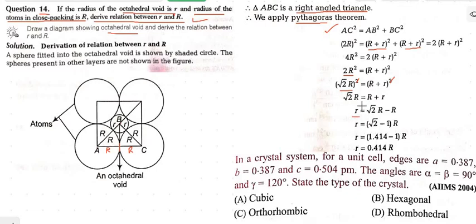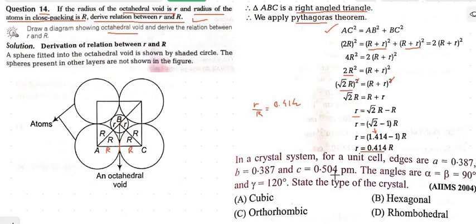So r is equals to what? Root 2 R, and this R goes to this side, it will become minus, so minus R. R is common, taking common, this will become root 2 minus 1, and root 2 has value equals to 1.414 minus 1, that is 0.414 R. And if you take this ratio, you can write r divided by capital R is equals to 0.414.